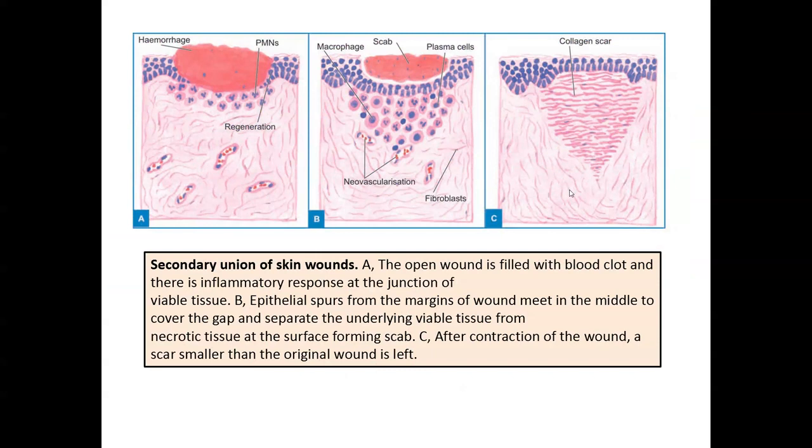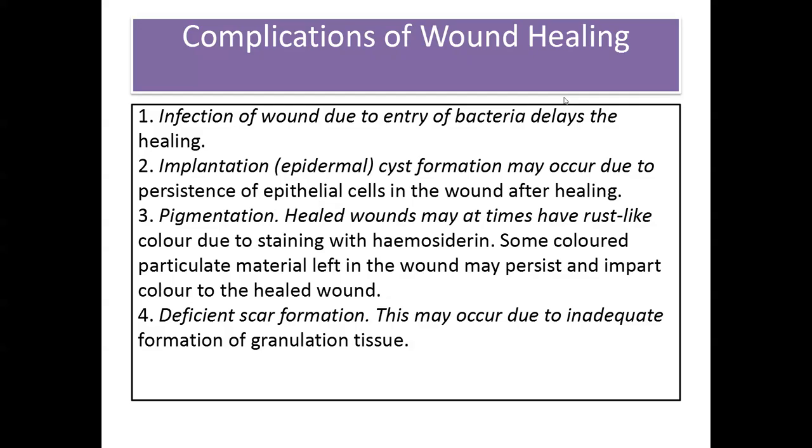The other way is described by secondary union of skin wounds. So for example, the open wound is filled with blood clot and there is inflammatory response at the junction of the viable tissues. Then epithelial spurs from margins of the wound meet in the middle to cover the gap and separate the underlying viable tissue from necrotic tissue at the surface, forming a scab. After contraction of the wound, a scar smaller than the original wound is left. Again, we see mature collagen tissue, the collagen scar.